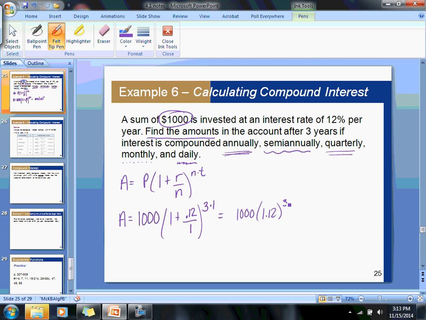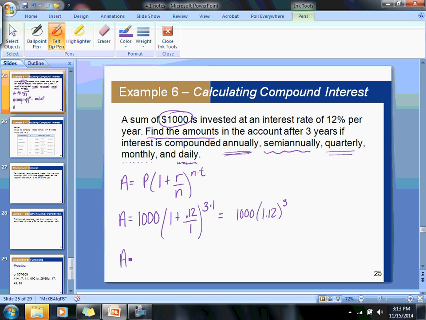Now remember your order of operations. There are so many times when students mess this up, and it's just because of simple order of operation errors. You have to do the 1.12 to the 3rd power, get an answer, and then multiply it by the 1,000. Okay, so that would be our annual amount.